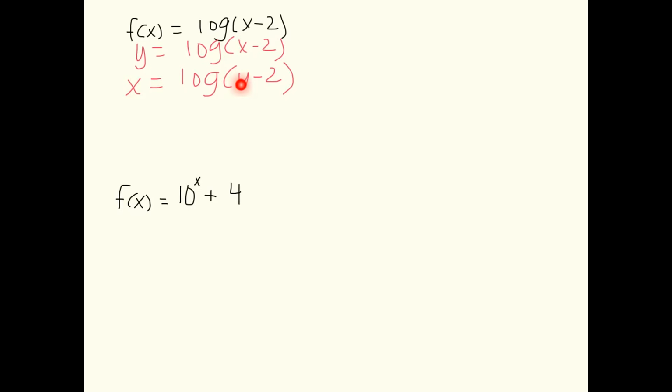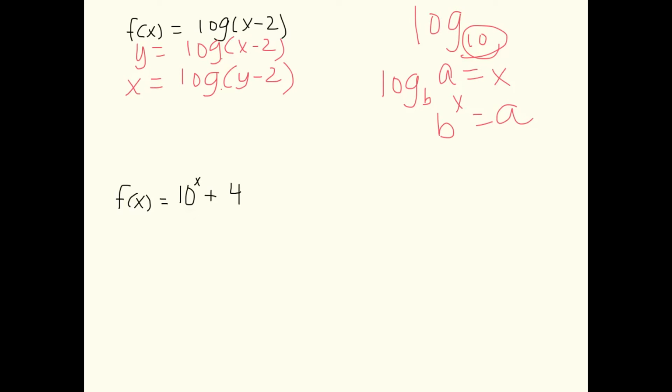Now this is where that changing forms comes in. First off, you want to remember that if there's no base here, there's no little number right there on a log, it's assumed to be 10. So this right here is a 10. Now the other thing is, remember the changing forms was log base a of x equals b, and it changed to a to the b equals x. So that's what we're doing here. We're changing from this form to the exponential form.